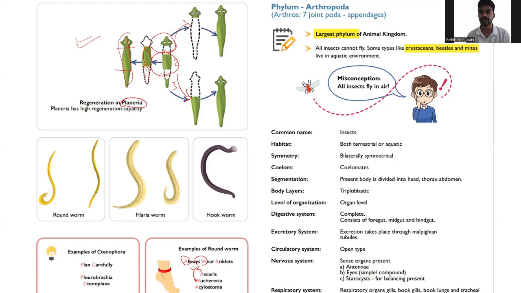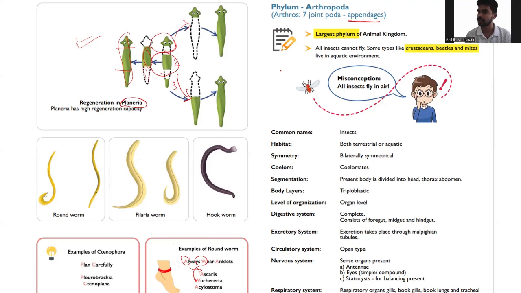So, moving to the next phylum, that is phylum Arthropoda. Phylum Arthropoda is actually the largest phylum, because a large number of organisms can be found in this phylum. The word arthro means jointed, and poda means appendages. Hence it has been named Arthropoda. And yes, this is the largest phylum of the animal kingdom.